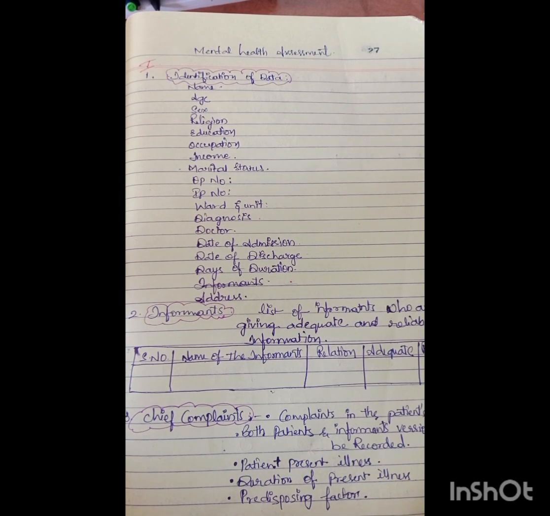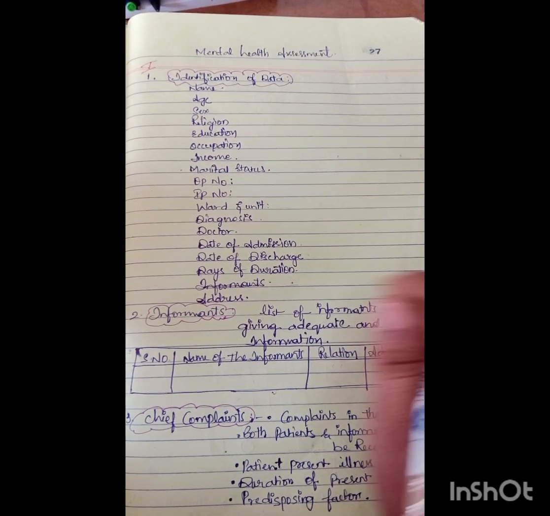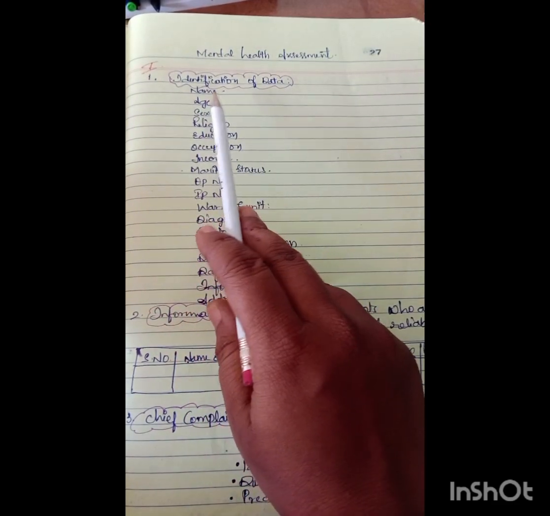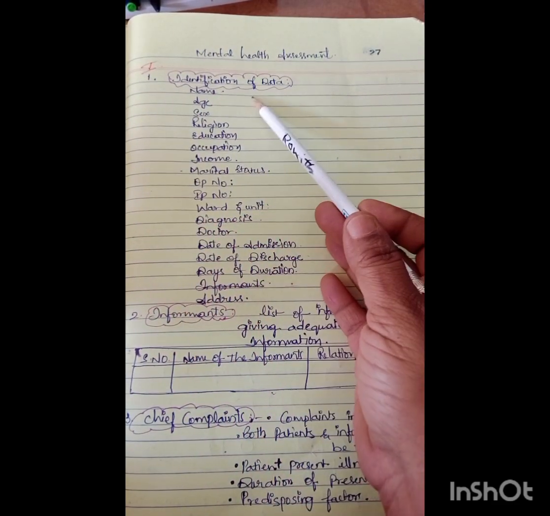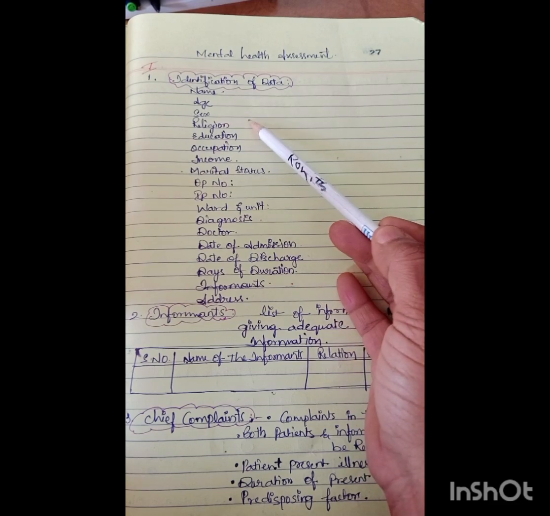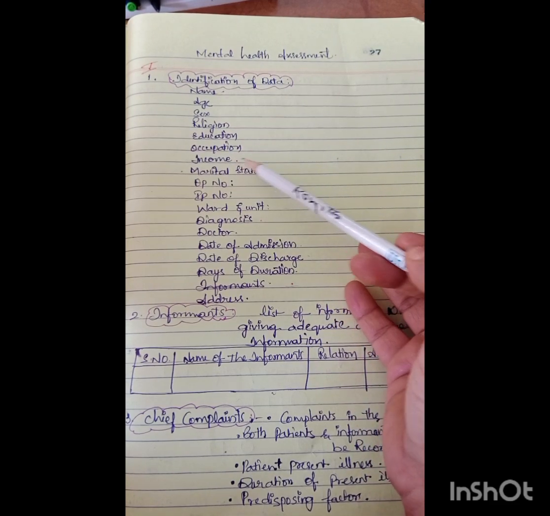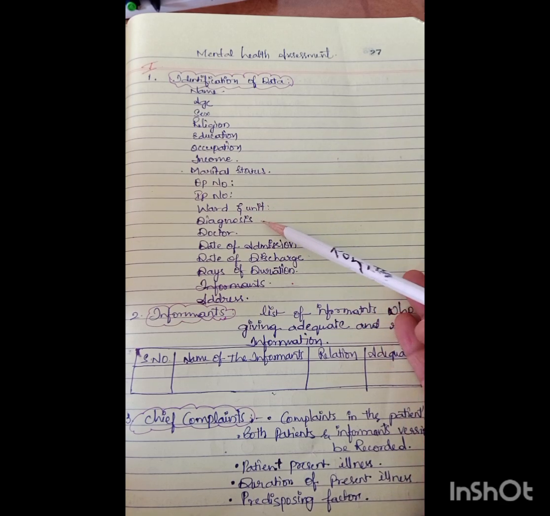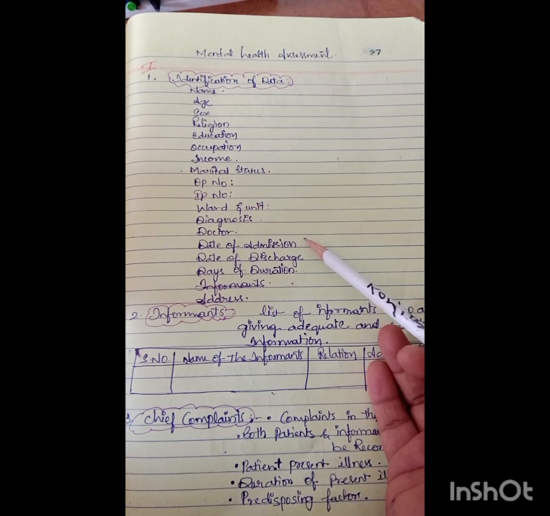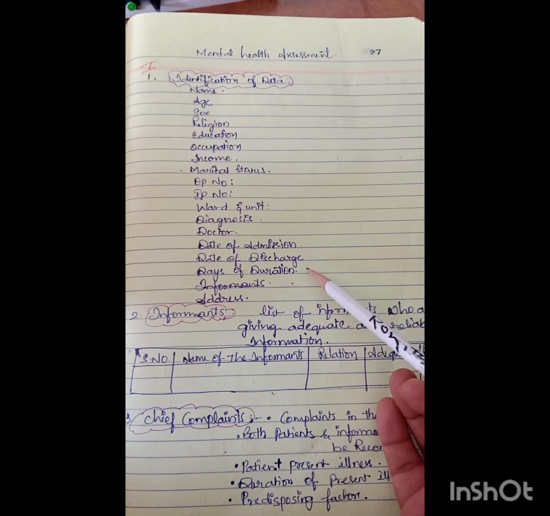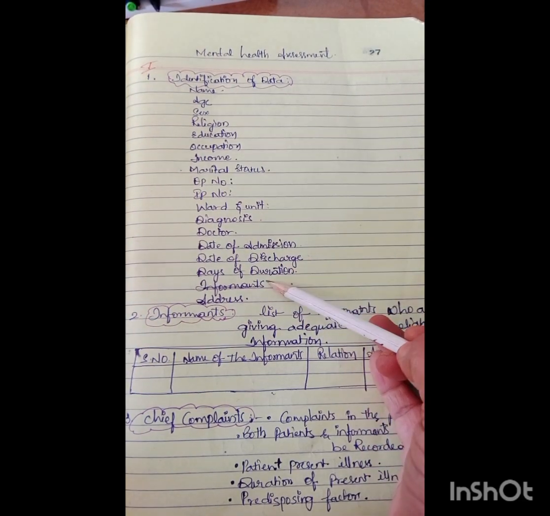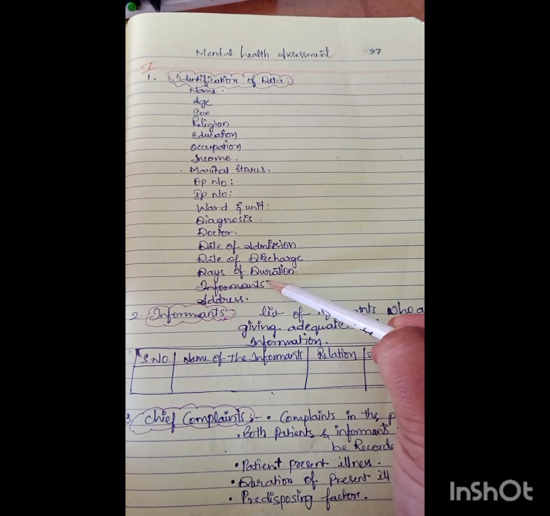So first thing we are going to discuss now is history collection. In this history collection, first we need to mention the identification data. This identification data includes name, age, sex, religion, education, occupation, income, marital status, OP number, IP number, ward and unit, diagnosis, doctor, date of admission, date of discharge, days of duration, and address. So these are all the information we need to collect in the identification data.